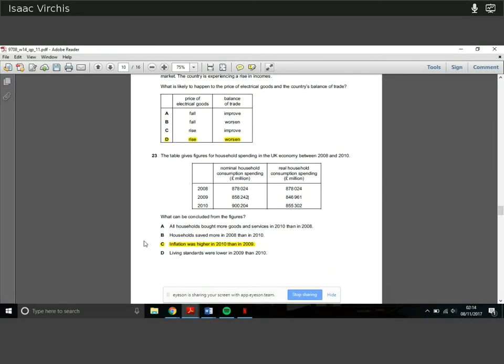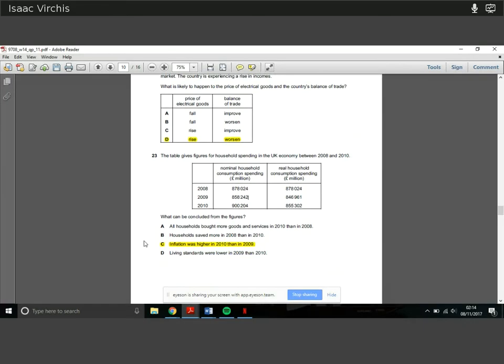So what can we conclude? Well, all households bought more goods and services in 2008. That's not necessarily the case. Remember, these are just total household spending. We're not saying across all households. Some may not have, some may have. We can't conclude that from the data. Households saved more in 2008 than 2010. Well, again, difficult to conclude because we don't know how much incomes were. We know what consumption was, but we don't know what incomes were. So we can't really make conclusions about savings.